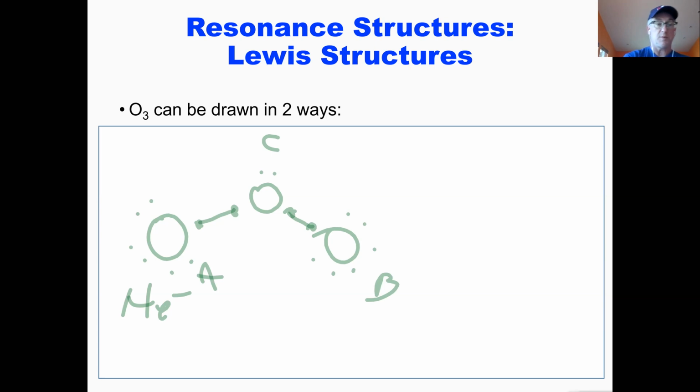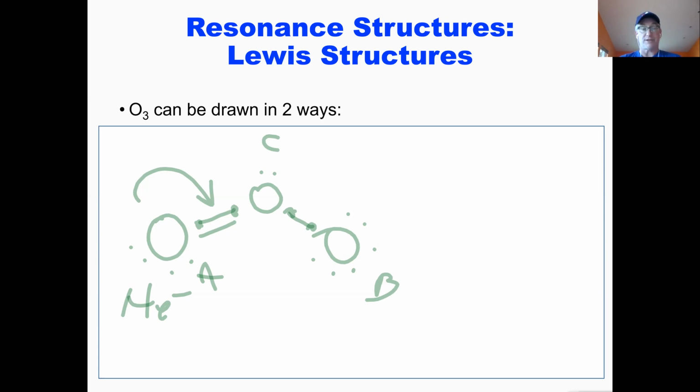So what we'll do is move one of those pairs of electrons from oxygen A into the middle. And so that takes that out. Now oxygen A still has 8 electrons. We just moved a lone pair into bonding. C now has 2, 4, 6, 8 total electrons. So that's fine. And oxygen B on the other side still has 8.